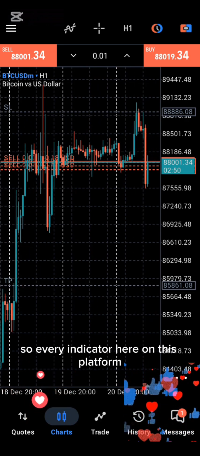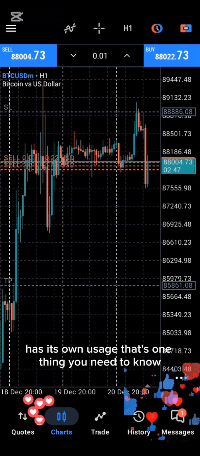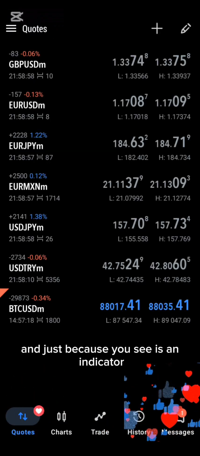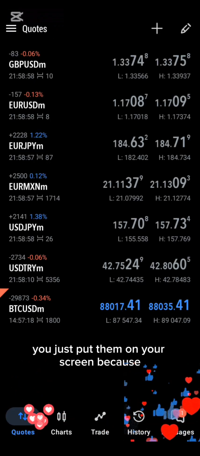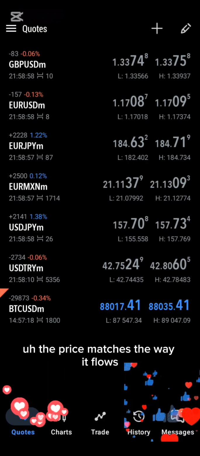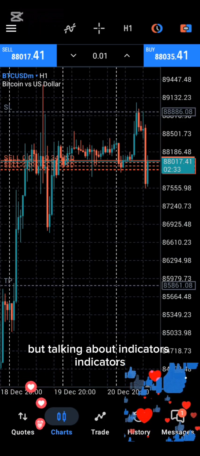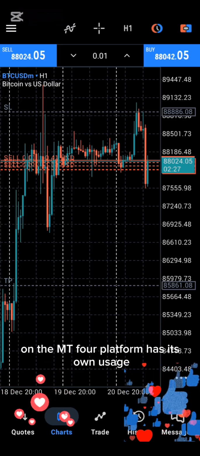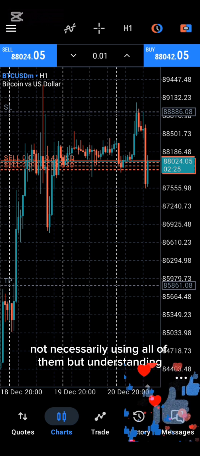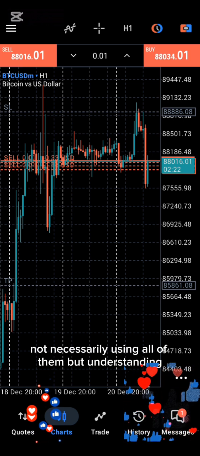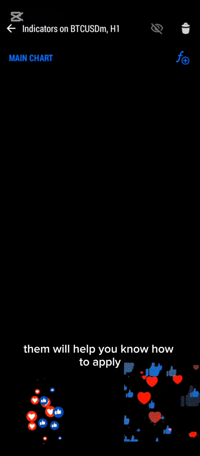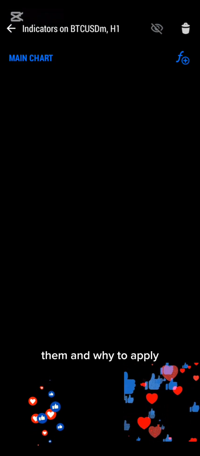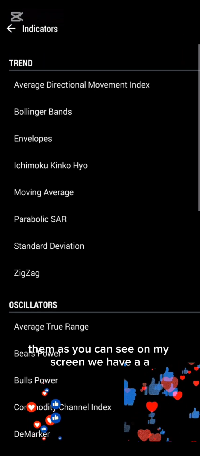So every indicator on this platform has its own usage. That's one thing you need to know. You don't just put an indicator on your screen because the price matches the way it flows. Every indicator on the MT4 platform has its own usage. Not necessarily using all of them, but understanding them will help you know how to apply them and why to apply them.